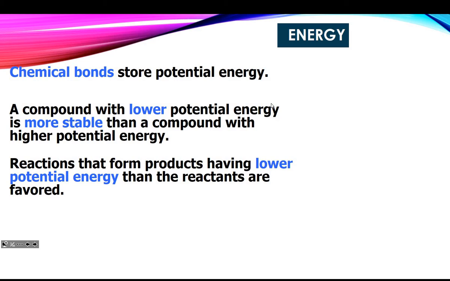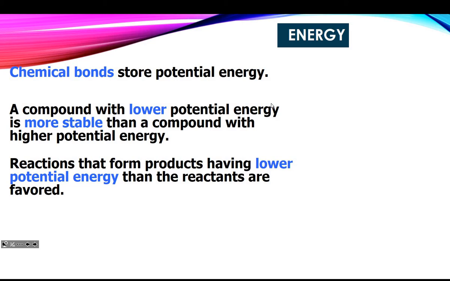So as we get started here, this is the more boring part. You need to have some definitions. Chemical bonds store energy. The lower the potential energy, the more stable they are. If reactions that form products have lower potential energy than the reactants, then they're favored. If they have higher, then they're not favored. So a reaction will not likely take place unless a lot of energy is put into it.